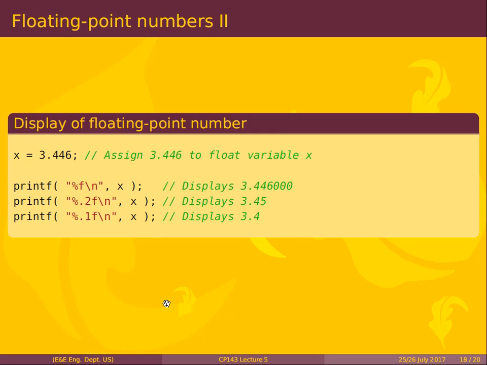Here's an example of how you display the floating point number. So let's say my x is 3.446 and x is a float. I can print it out using this %f specifier. Remember, integer was %d, float's %f, and also if I say %f, but in front of the f I have a dot with a number, that dot number specifies how many points after the decimal I want. So here's .2, I want 2 points after the decimal. .1, I only want 1 point after the decimal.